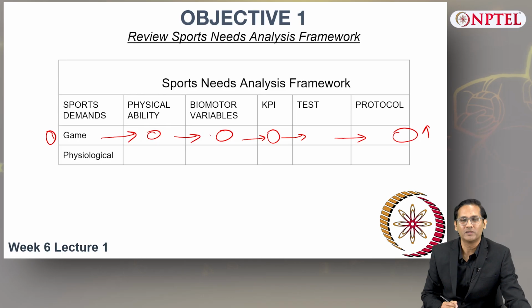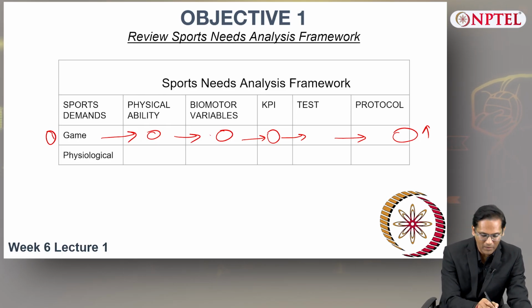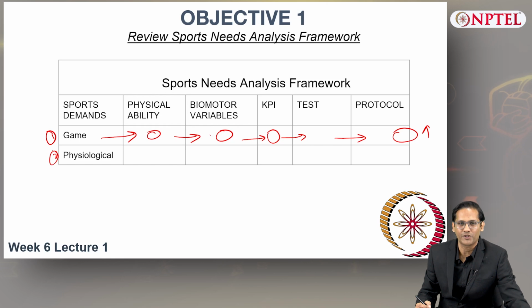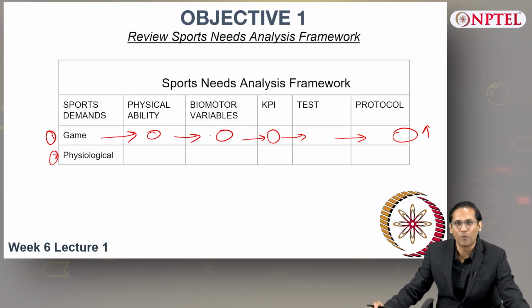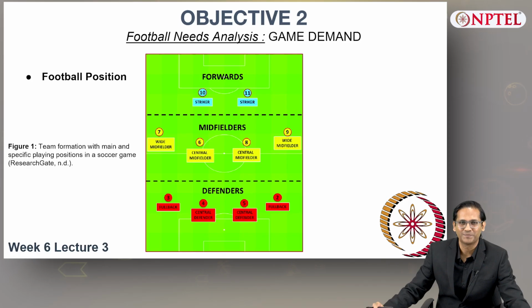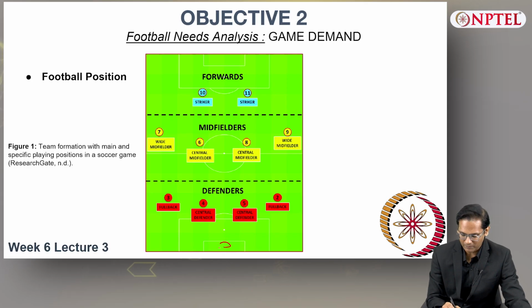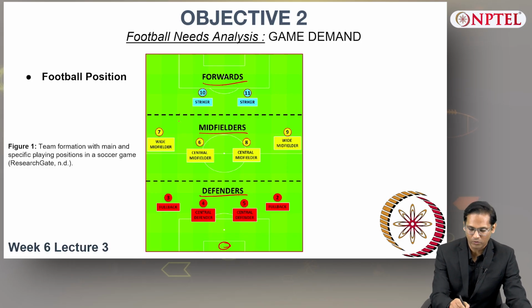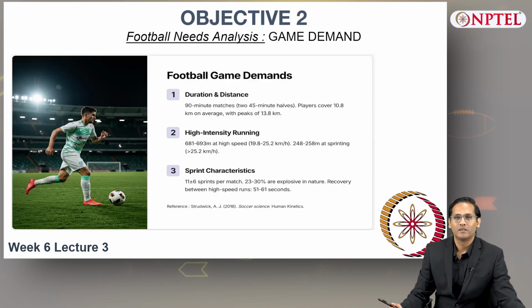Two aspects you would use: the game demand information and the physiological information. We will explore this application for football in this lecture. Now, as for football, we will start with the game demand. The football positions include a goalkeeper, then the defender, then the midfielder, and then the forward. Now let's explore the game demand in detail.